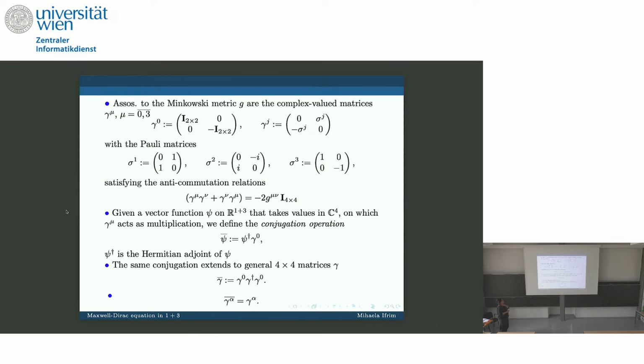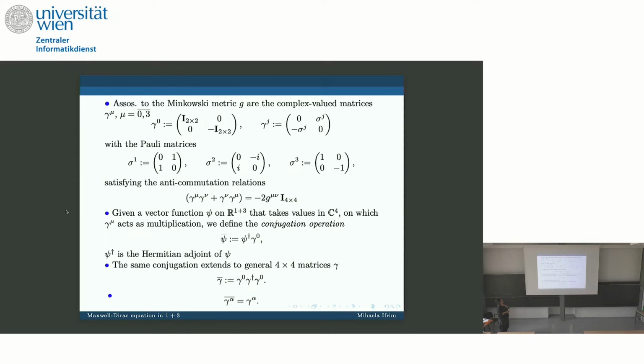So associated to this metric g, you are going to have those complex valued matrices gamma mu. And like I said, mu is a Greek letter, so it's going to count from 0 to 3. So overall, we have 4 such matrices. I wrote here gamma 0, which is formed by those blocks, the two-dimensional identity and then minus the identity. And this one, gamma j, has this form here, and those are the Pauli matrices, this is sigma 1, and so you have sigma 2, sigma 3.